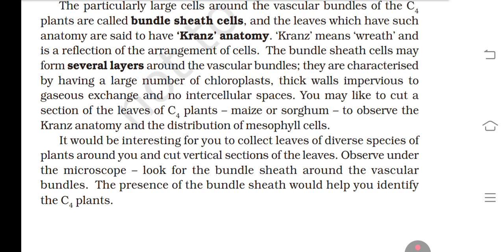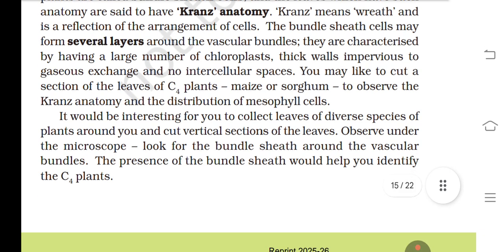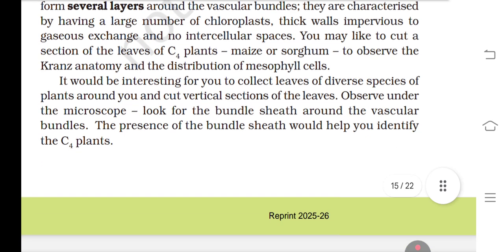The bundle sheath cells may form several layers around the vascular bundles. They are characterized by having large numbers of chloroplasts, thick walls impervious to gaseous exchange, and no intercellular spaces. You may like to cut a section of the leaf of a C4 plant such as maize or sorghum to observe the Kranz anatomy and the distribution of mesophyll cells.